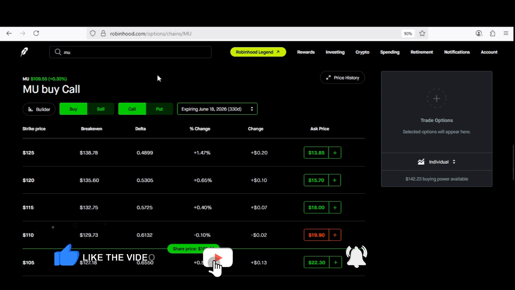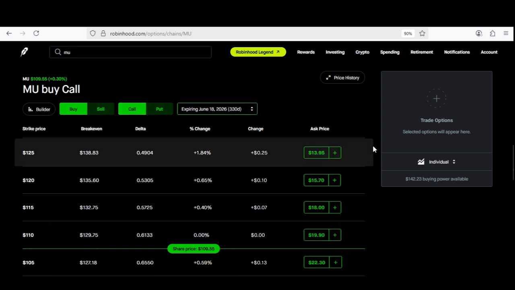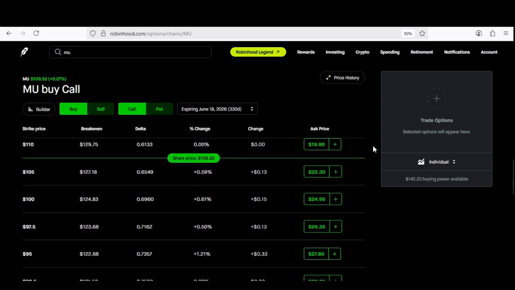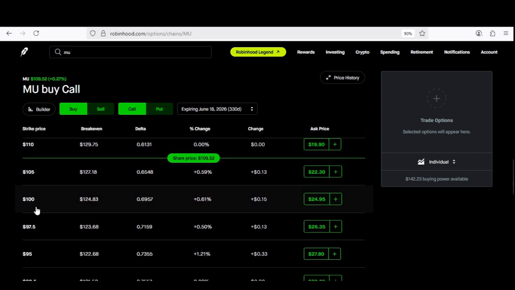So now you have buy and you have call and you have a year expiration. Now you're going to select your strike price. The strike price I will be going with is going to be the $100 strike price.